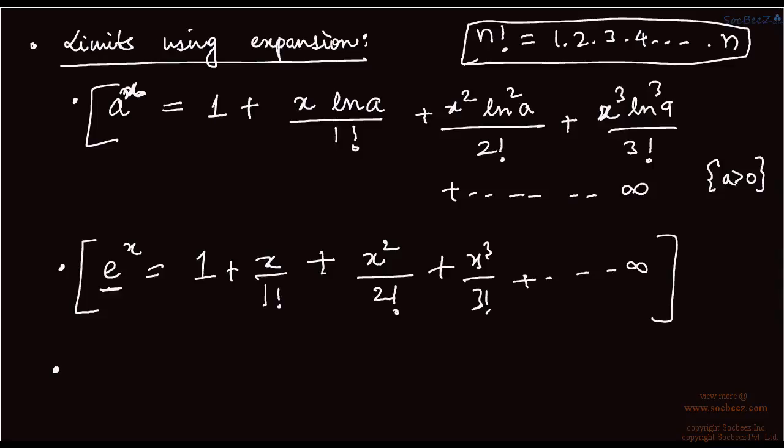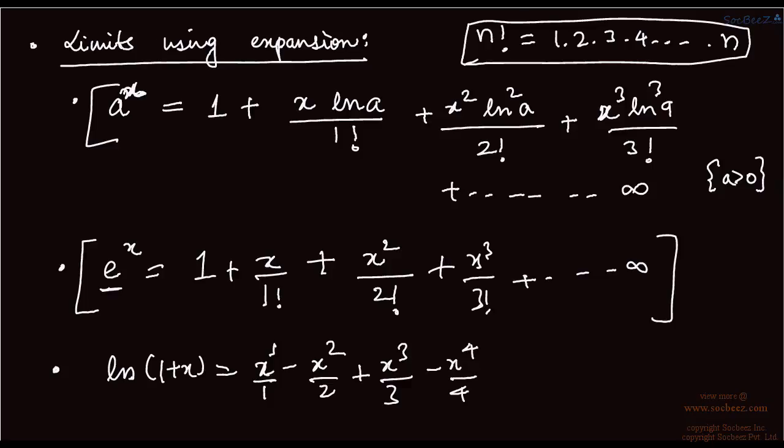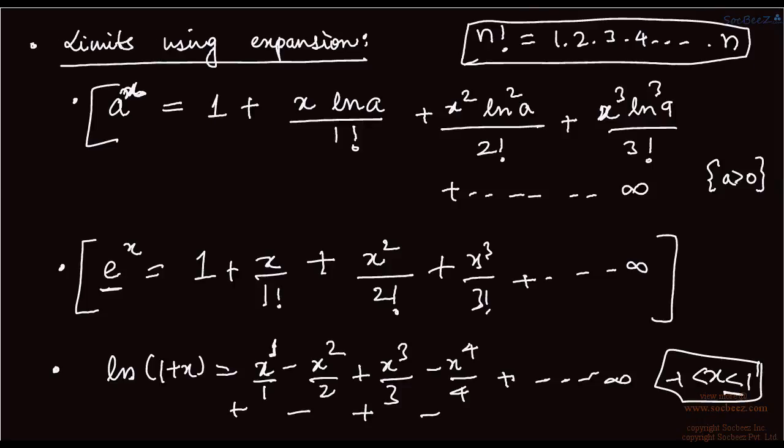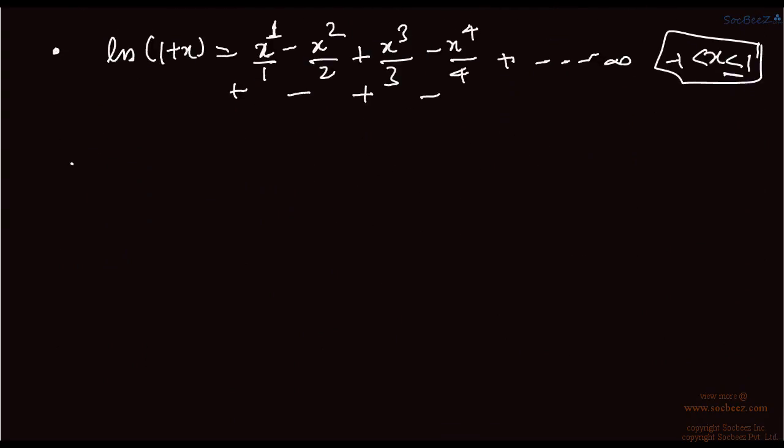Third one is for ln of 1 plus x. This is equal to x minus x squared by 2 plus x cube by 3. This is also simple: x to the power 1 by 1, x to the power 2 by 2, x to the power 3 by 3, minus x to the power 4 by 4, with alternate plus minus signs, up to infinity, for x from minus 1 to 1. You can only apply this in this range, and x can be equal to 1. ln 2 is also expressed in this form. So this is the ln 1 plus x expansion.